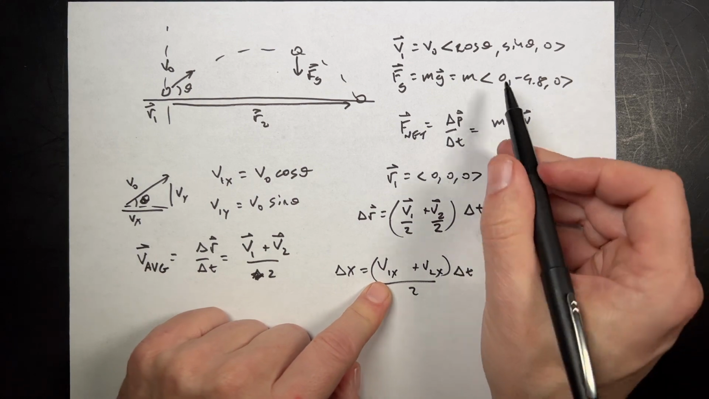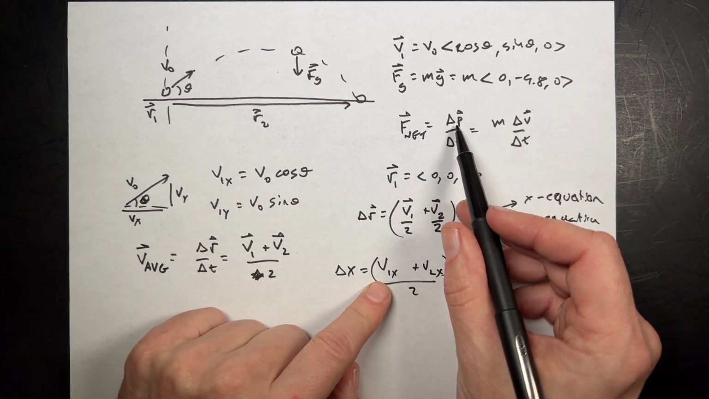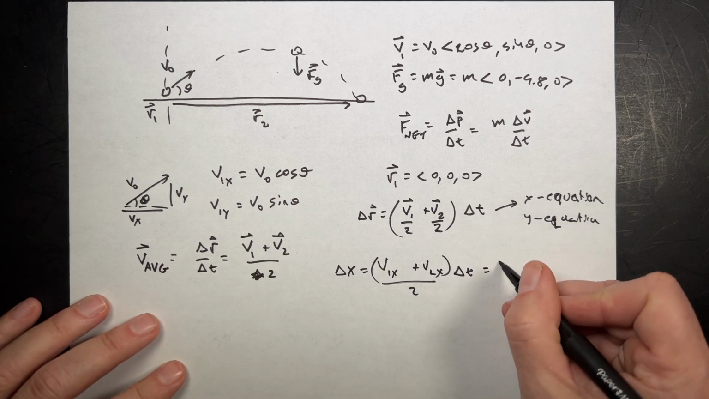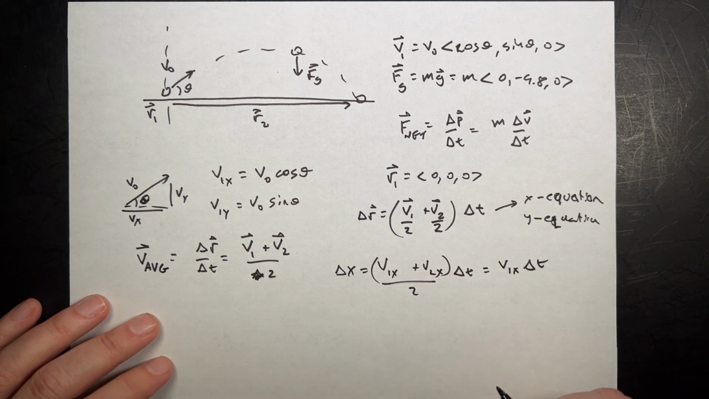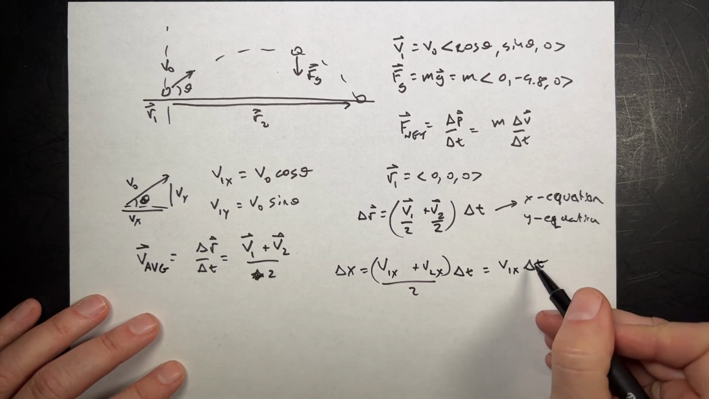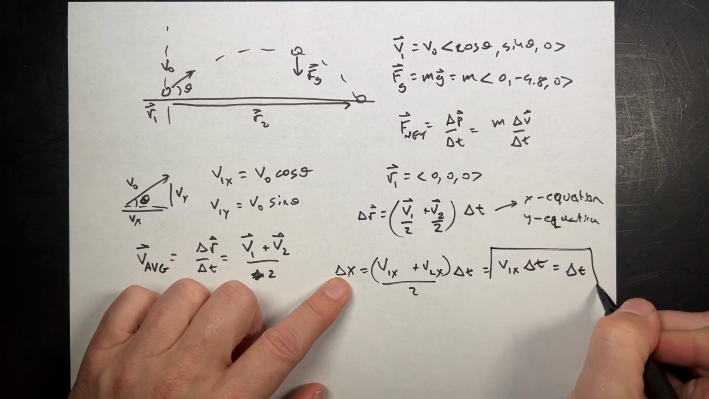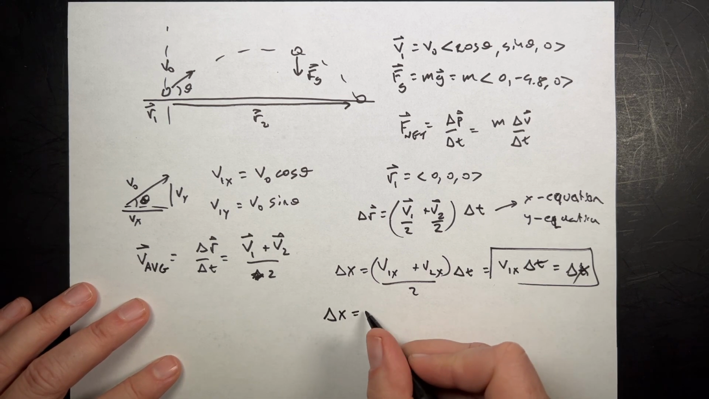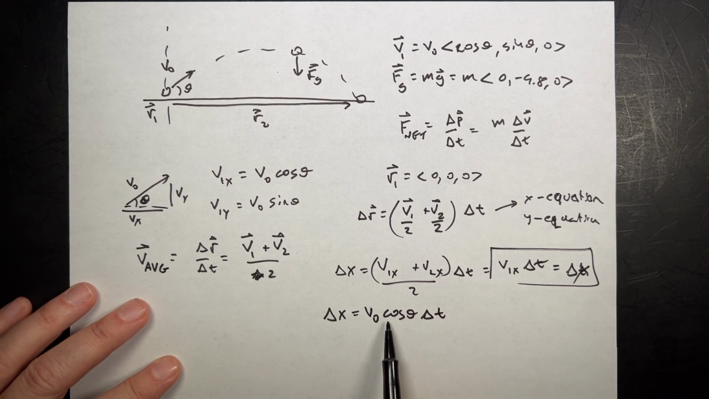In this case, since the force in the x direction is 0, the change in momentum in the x direction is 0, so the initial velocity and the final velocity are the same. So if these are the same, I can write this as v1x delta t, because I have 2 of them, I divide by 2, and that's that. So that's really what I want, right? I want to find the change in x. Let me write it as delta x is v0 cosine theta delta t, because that's my initial x velocity.